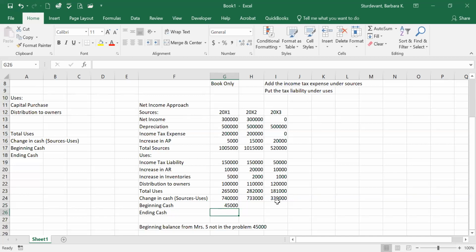So we're gonna take the 45,000 that I gave you. We're gonna say that's the beginning cash. And this is why you'll see it's a little bit ridiculous. And then we're gonna add those two. So this becomes your ending cash. Now, if I end X1 with it, that means that I start X2 with it.